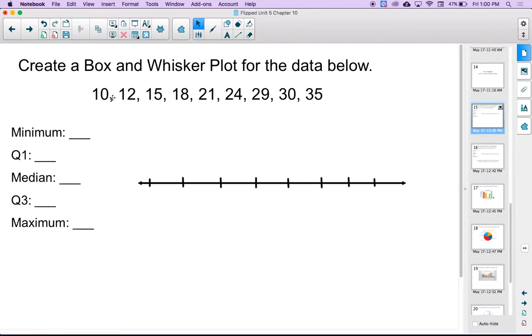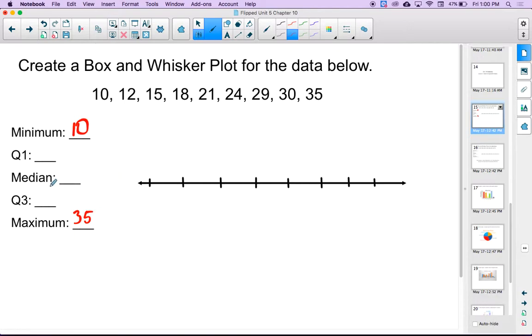First thing you're going to notice, my data is in least to greatest order. That's very important here. So your first step will be to put your data in least to greatest order. After you do that, you're going to find what's called the 5-number summary. These are the 5 important numbers that are used to help us create our box and whisker plot. We will start with the minimum because that's very easy to find. The minimum is 10, and the maximum is the other easy one to find. That's 35.